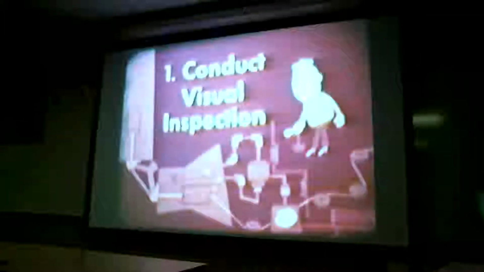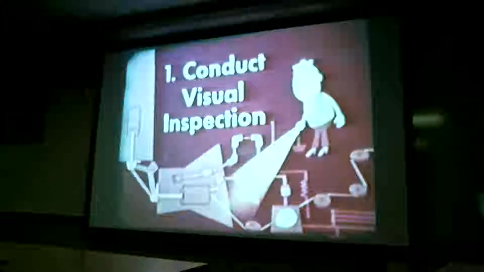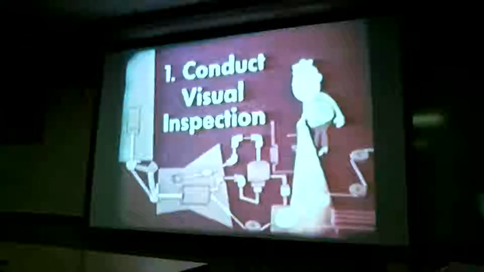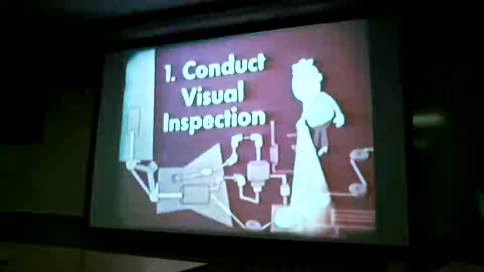After checking the jury struts and satisfying yourself that the aircraft is safe to work on, you can go to the first step in troubleshooting. Conduct a visual inspection. The main reason for conducting a visual inspection is to find obvious reasons for malfunction.